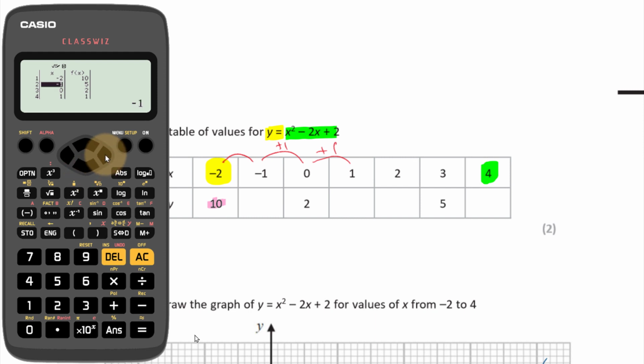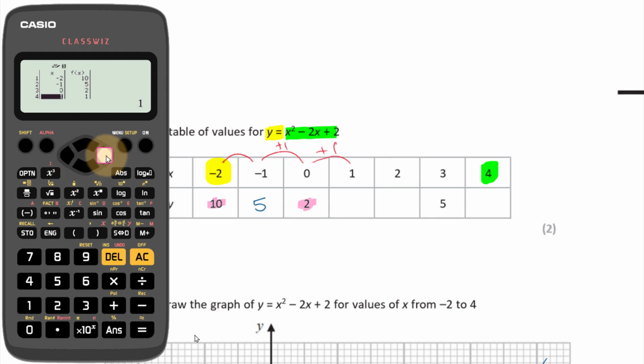Next I've got -1, that goes with 5. So I'm going to write my 5 here on the table. Next I've got 0 goes with 2. Again, that's already on the table there. I've already got 2, so that gives me a bit of confidence.